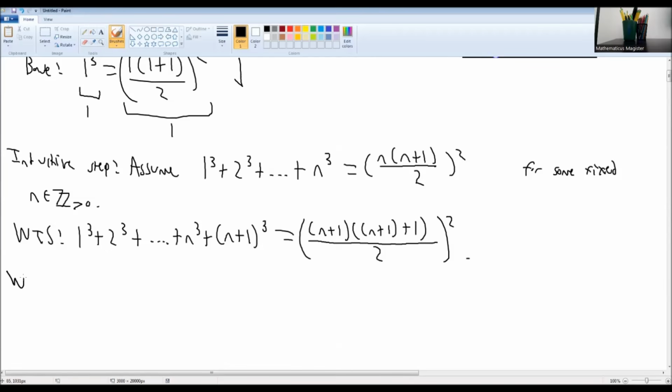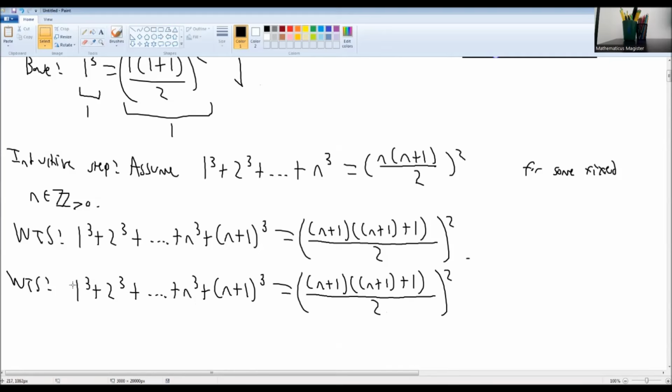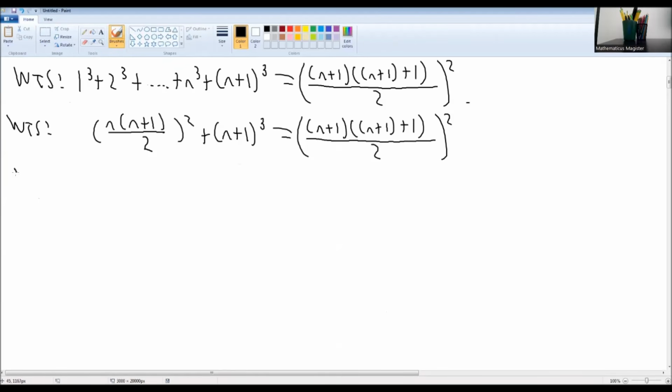How do we do it? Well, we can rewrite this part as this, because we're assuming they're the same. So we can copy and paste this, but we'll replace these first n terms with this expression right here. Oops. This expression right here. Okay, now we just simplify this. Let's see if both sides are indeed equal.